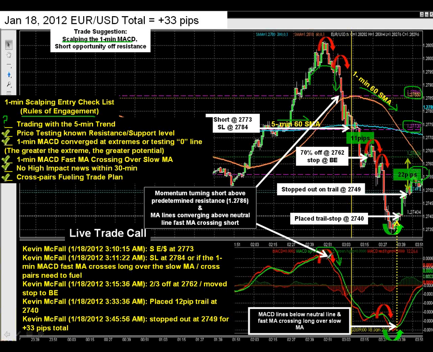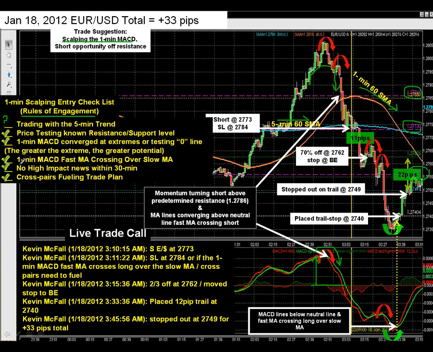We watch the MACD lines, and what we're looking for, as you can see here, it says, is the 1-minute MACD converged at extremes or testing the 0 line? So here's our 0 line right here, and we have moved up to upper levels. We're at 0.006, so we consider this an extreme level, an upper extreme. So yes, we're testing upper extremes.